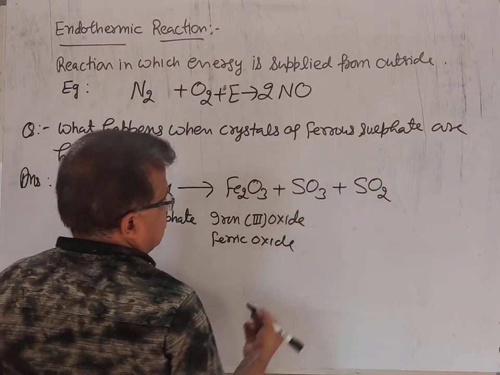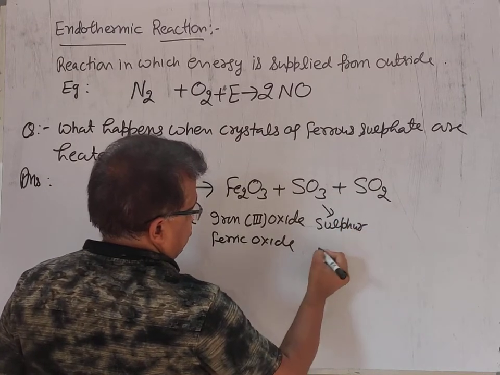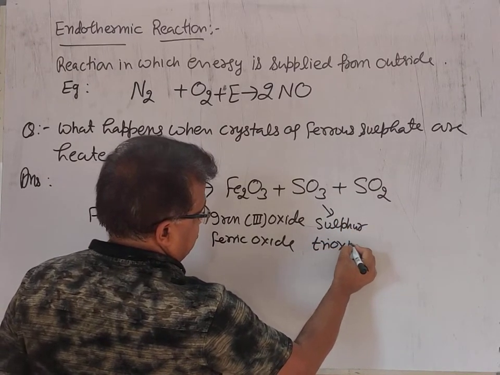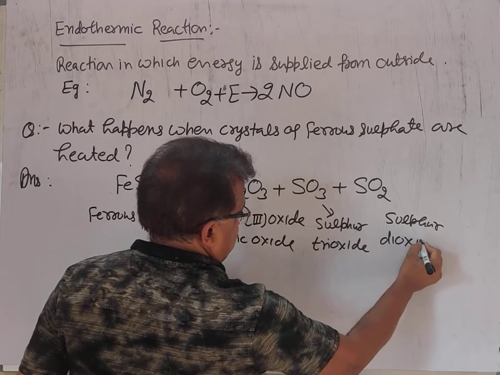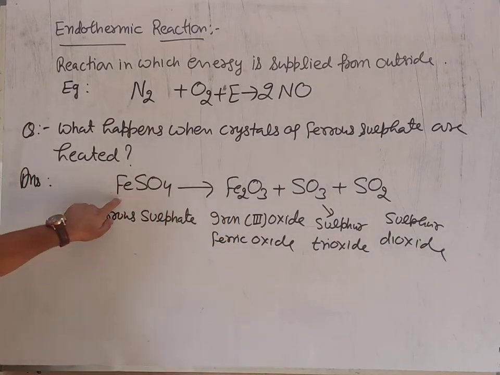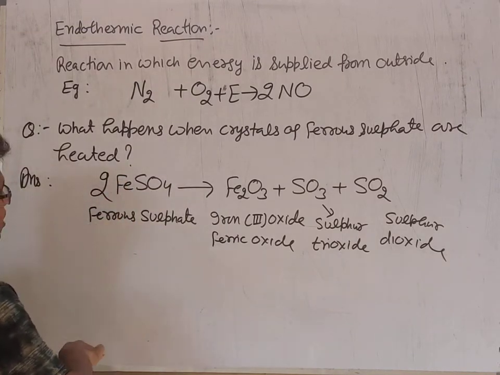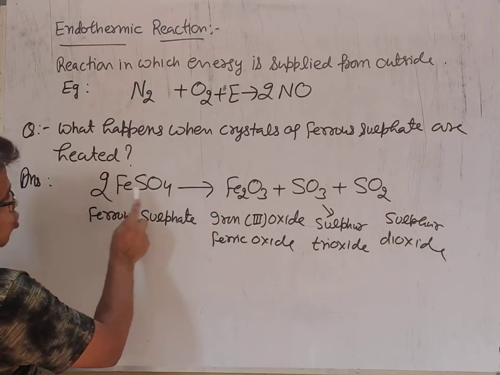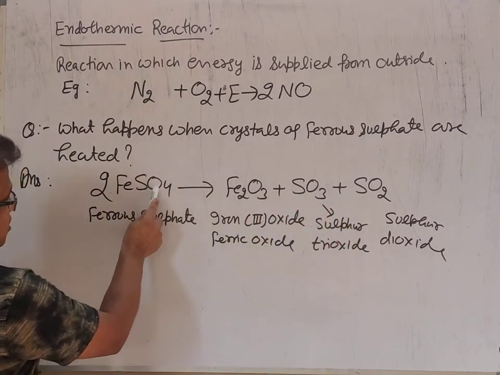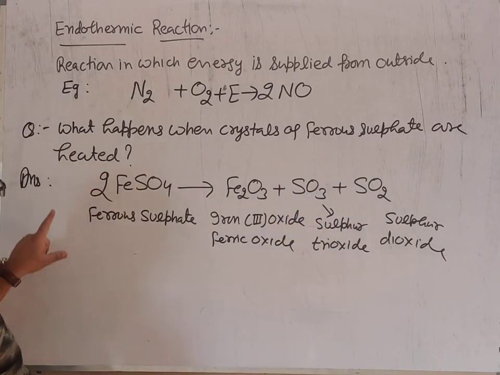It is sulfur trioxide and sulfur dioxide. For balancing, it is Fe 1 here, and Fe 2 there, so we shall write 2. Now Fe2 and S2: S is 1 and 1, 2. Oxygen: 4 and 2, 8; oxygen 3 plus 3, 6, and 2, 8. So this is the answer to what happens when crystals of ferrous sulfate are heated.